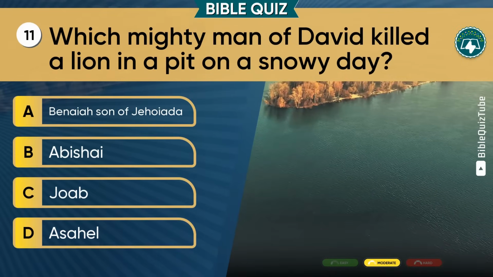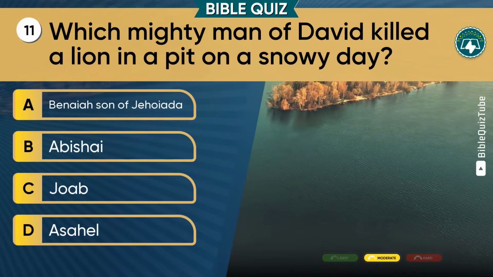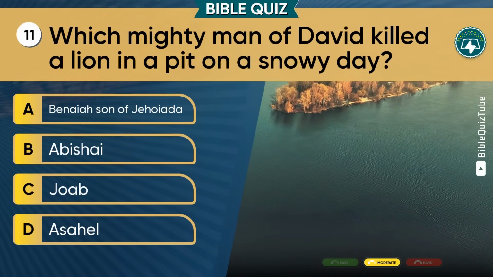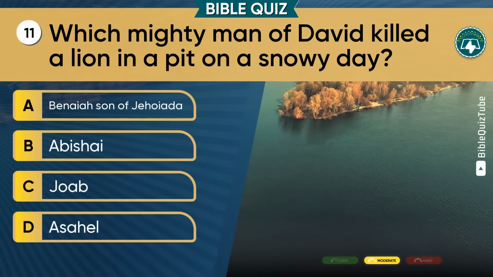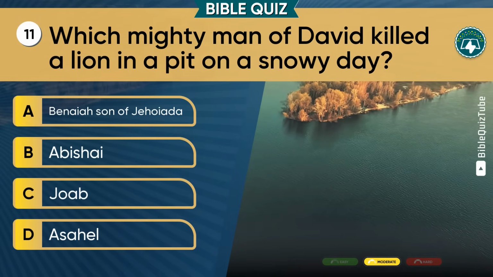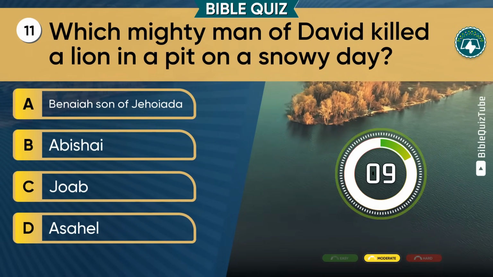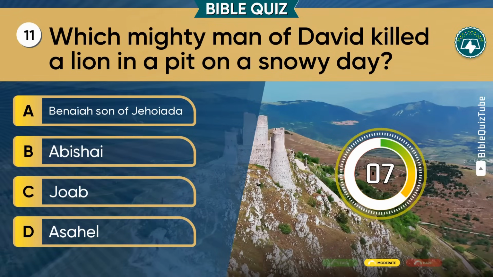Question 11. Which mighty man of David killed a lion in a pit on a snowy day? A. Benaiah, son of Jehoiada. B. Abishai. C. Joab. D. Asahel.